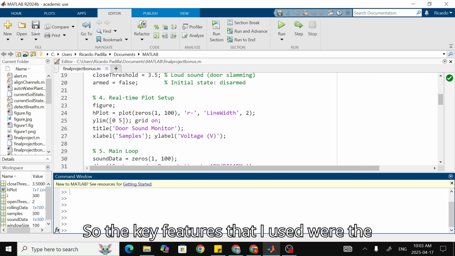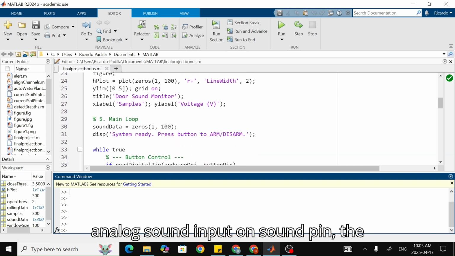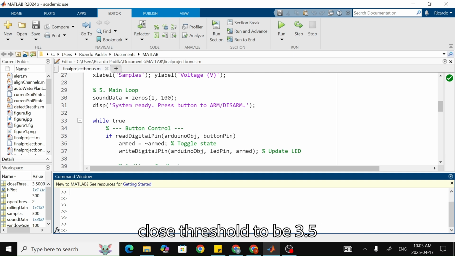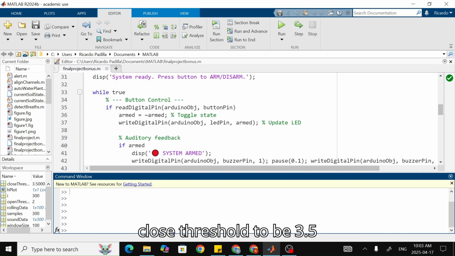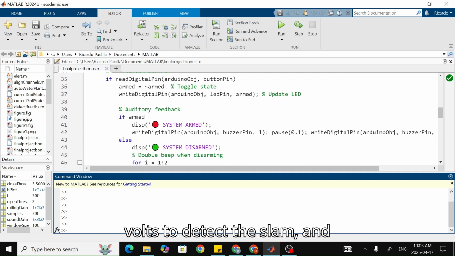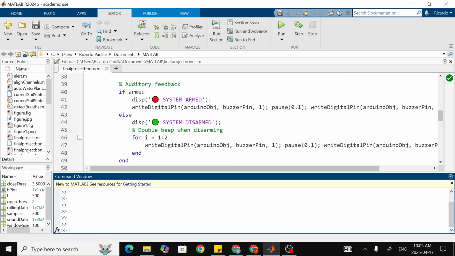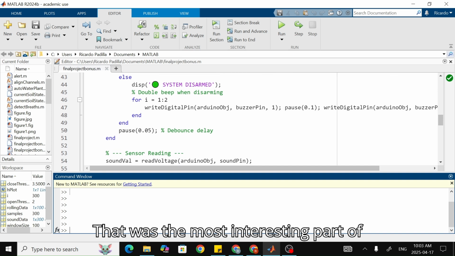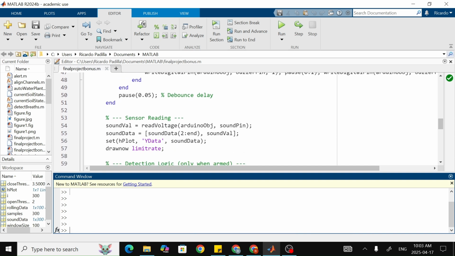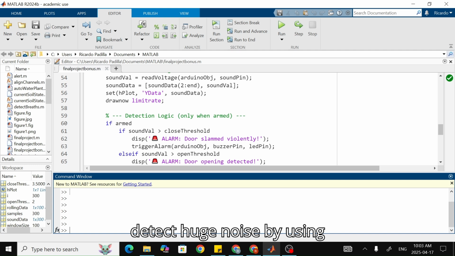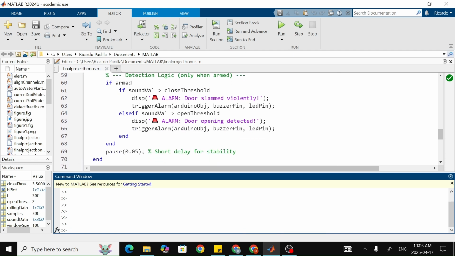So the key features that I used were the analog sound input on the sound pin, the close threshold set to 3.5 volts to detect the slams, and also the real-time graph updates. That was the most interesting part of doing this project, to detect huge noise by using the sensor.